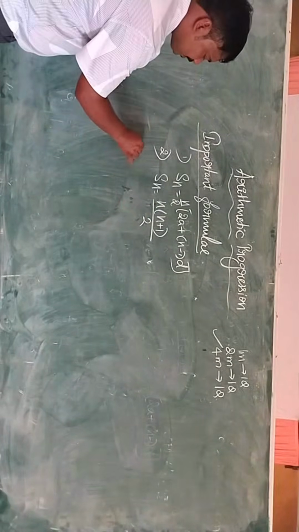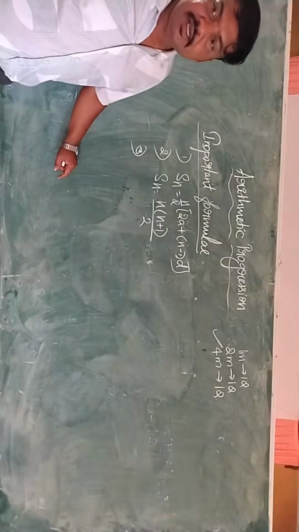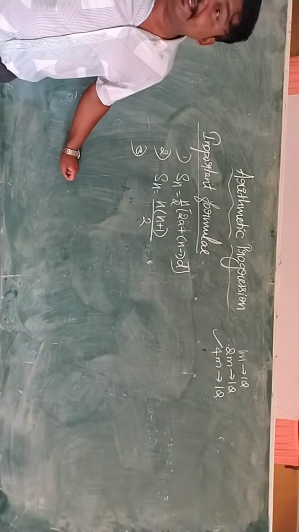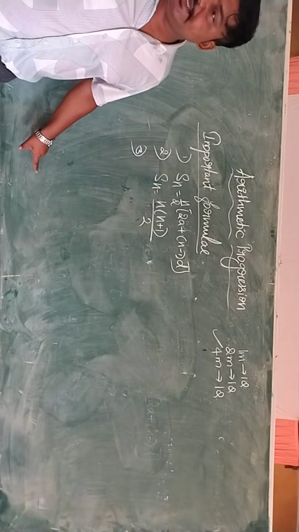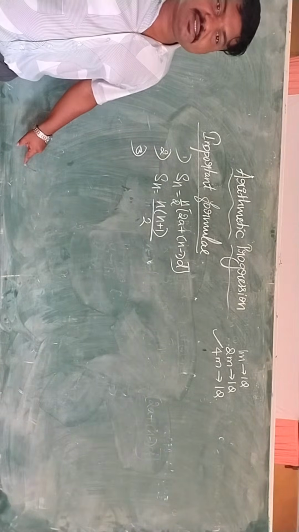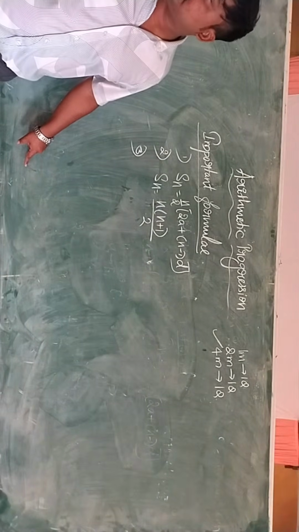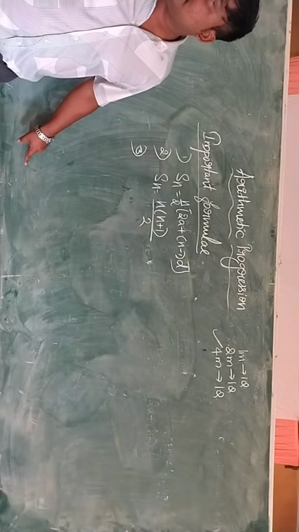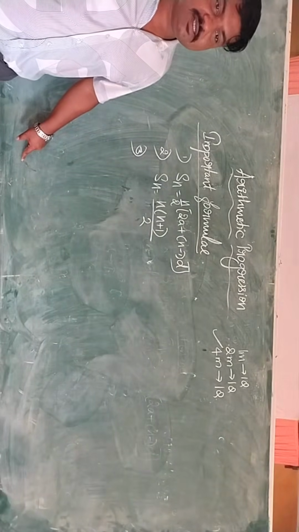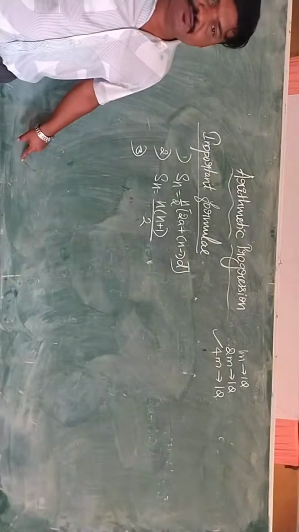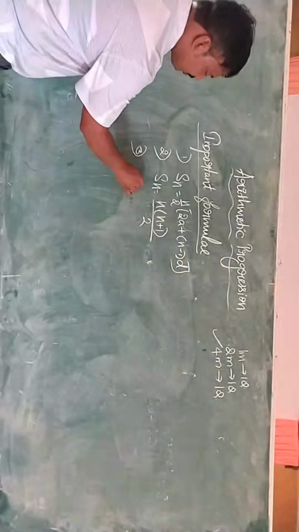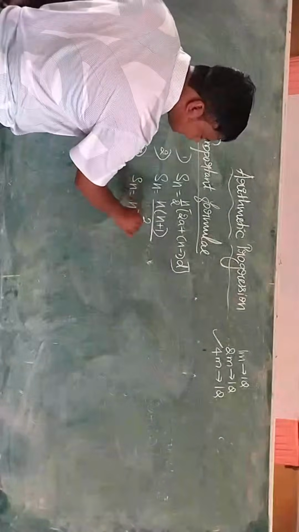Then the third formula, sum of first n odd numbers or integers. Like 1 plus 3 plus 5 plus 7 plus 9 plus so on. These are called the sum of first odd integers. Then the formula is Sn is equal to n square.